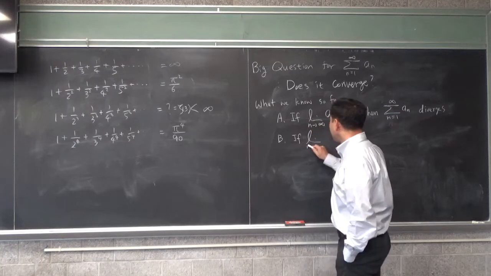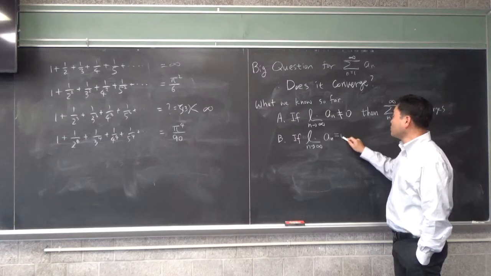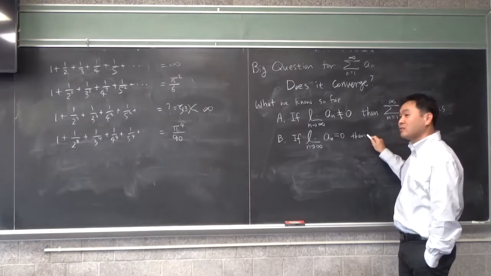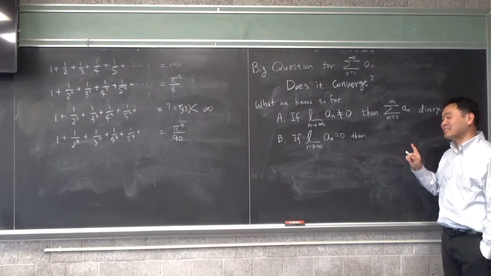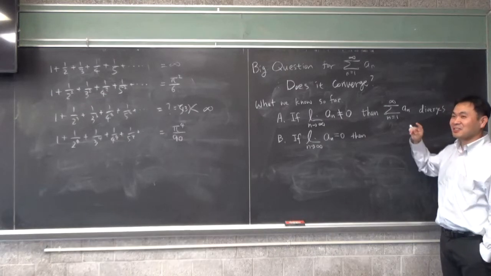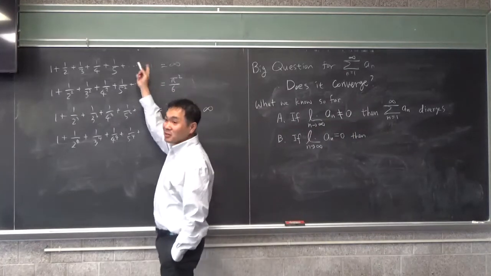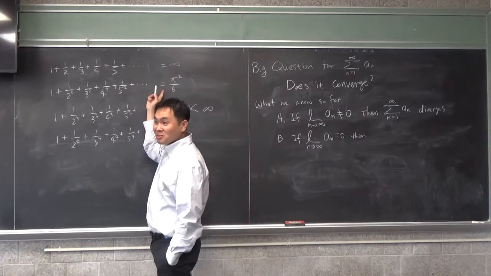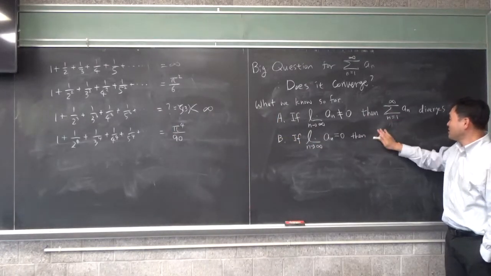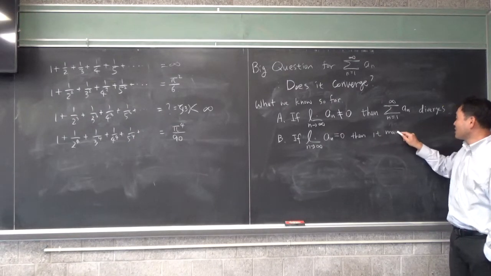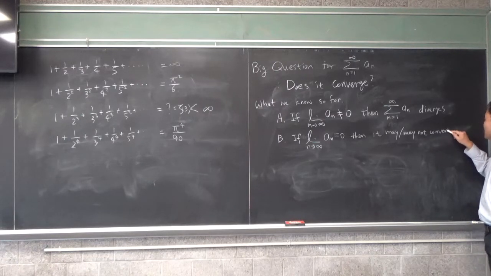If the limit as n goes to infinity of a_n is equal to 0, then what do we know? It converges? No, the series sometimes converges and sometimes diverges. That's what these are doing, right? This one diverges, this one converges. Then it may or may not converge. So basically we don't know anything.